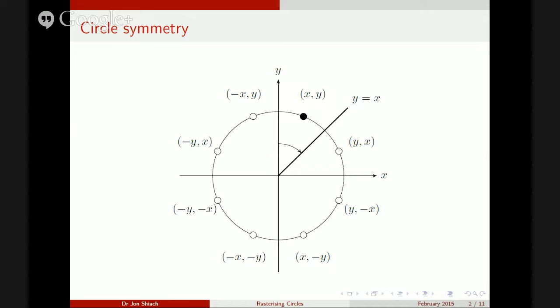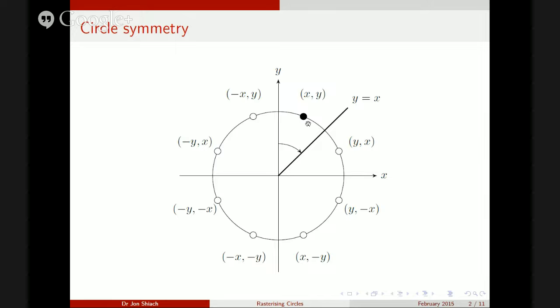Before we start, we're going to have a look at a circle. There's a circle. This particular circle is centered at the origin, so you can see I've got Cartesian space. Now, what I've done here is I've drawn a line, which is where y equals x, and I've shaded this point in here as a black point.